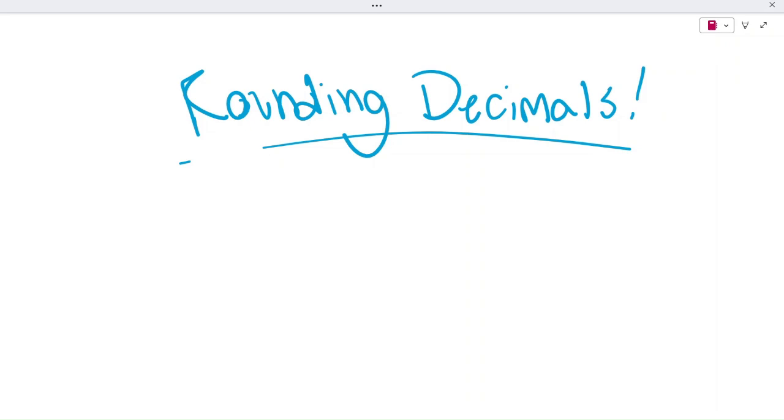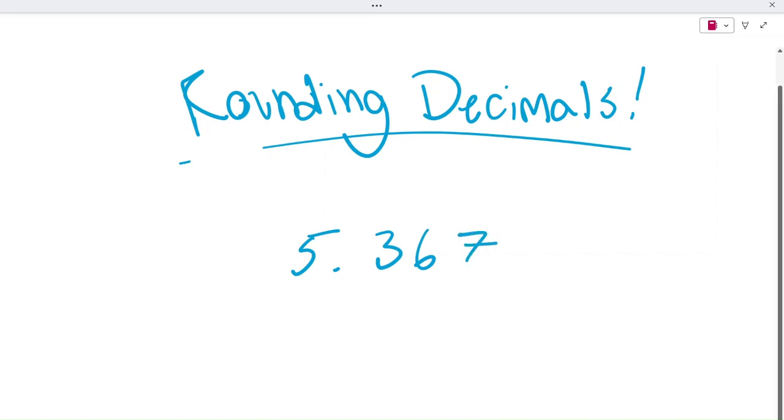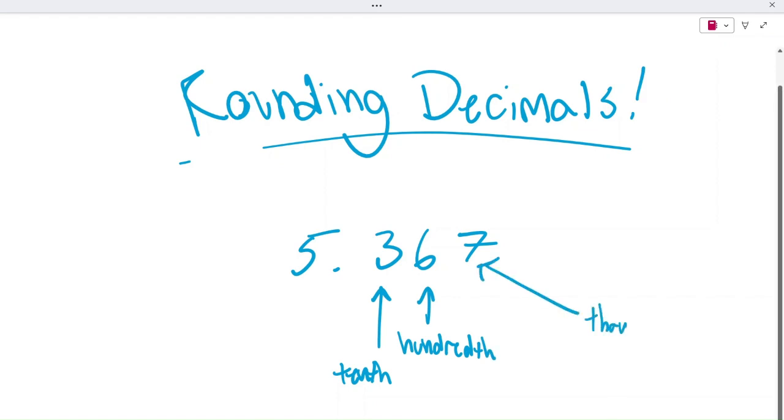In today's video, we're going to be learning how to round decimals. So first, let's start off with a little bit of knowing where the elements are placed. Say we have 5.367. This decimal place is the 10th. This is the 100th. And this, the farthest right, is the 1000th location. So with that being said, let's get into some examples.